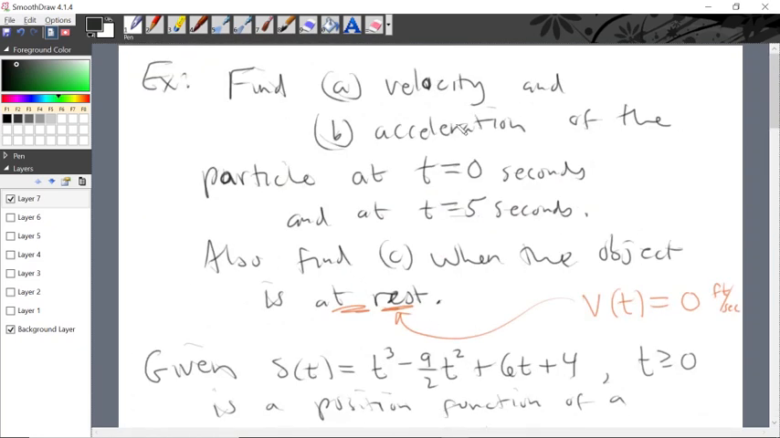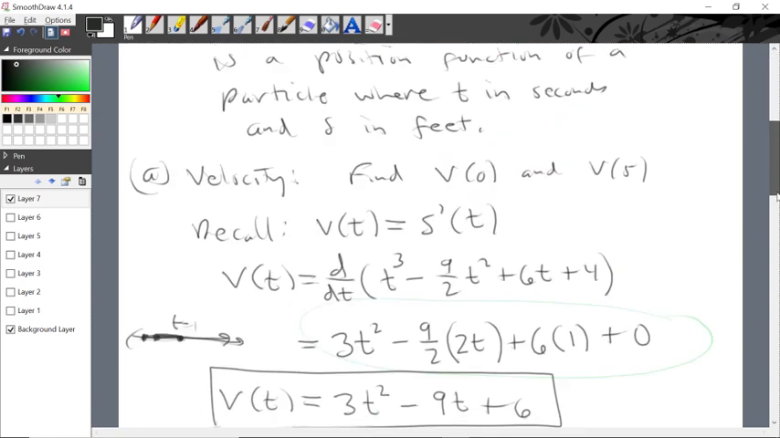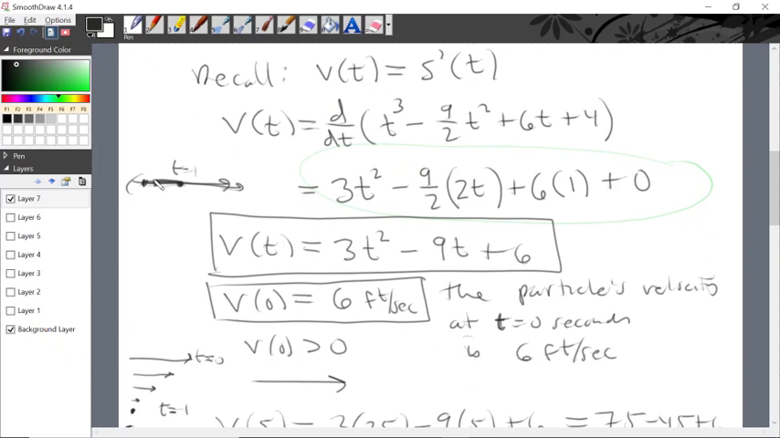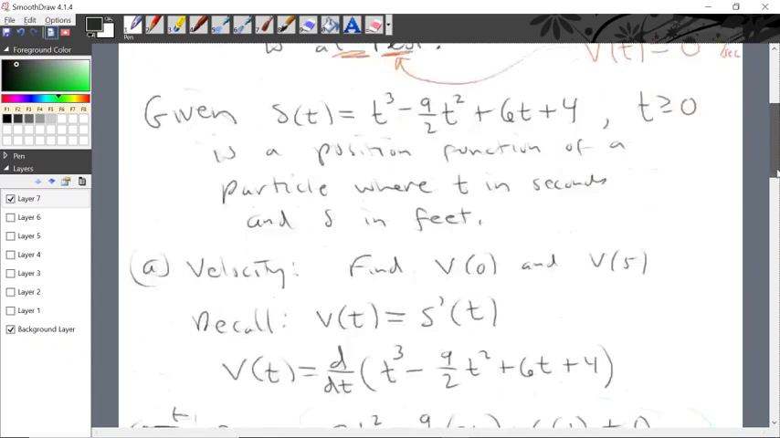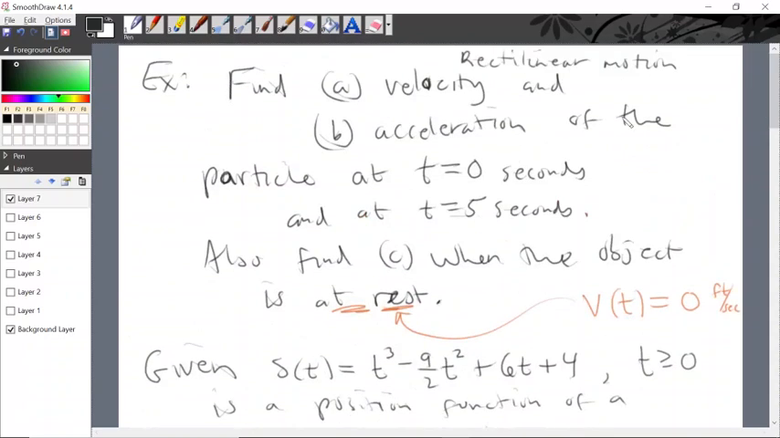Questions such as this come under the title of rectilinear motion. So it's motion along a line. You can envision it like a particle that's moving maybe back and forth along a line, and that line can even be a curve. But rectilinear motion, position function, velocity function, acceleration function, for example.